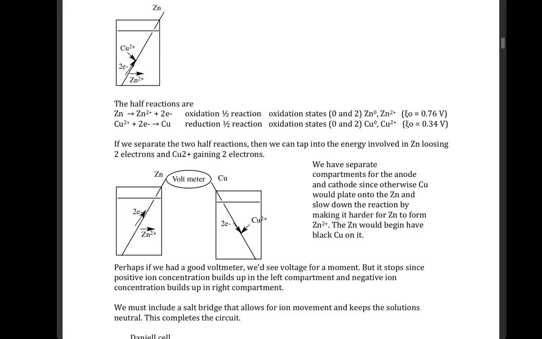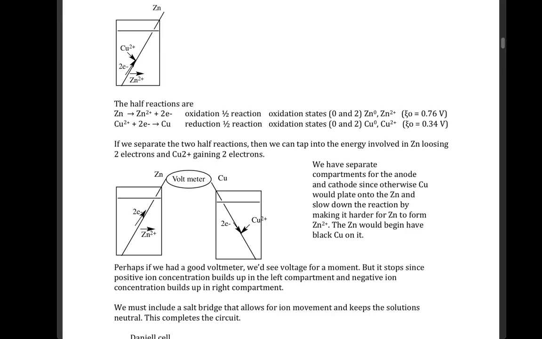The half reactions are Zn forming Zn2+ + 2 electrons, and Cu2+ + 2 electrons forming copper metal. The zinc reaction is oxidation, the oxidation half reaction. Oxidation states, remember that term, oxidation number, oxidation states. In our case, that would reflect the charge. The zinc as an atom has no charge. The zinc as zinc 2+ has the 2+ charge, so its oxidation state is 2.